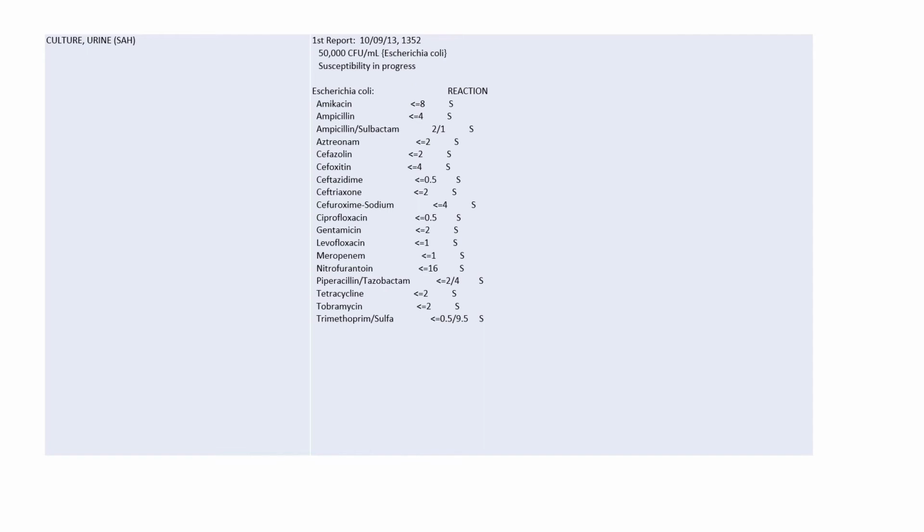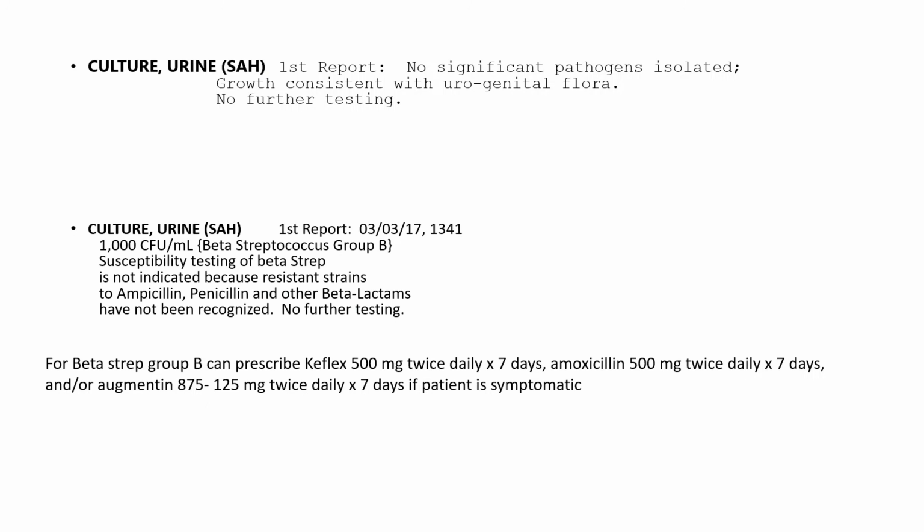So you have a lot of choices for this particular bacteria that they grew in their urine culture. Now, there are some urine cultures that come back saying that there's no specific pathogen isolated, growth consistent with urogenital flora, no further testing. So, of course, that means that their urine culture was negative. You can decide if you'd like to discontinue the antibiotic, if you put them on something prophylactically or not. And then just let the patient know that nothing did grow on there, and if they have further symptoms, they should let you know.